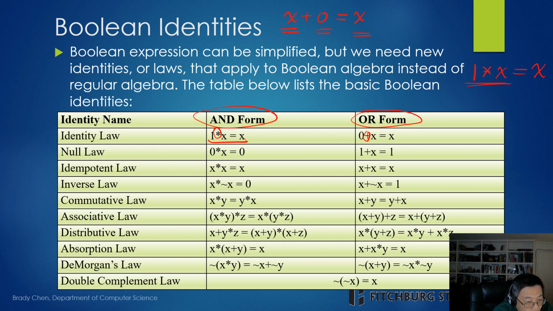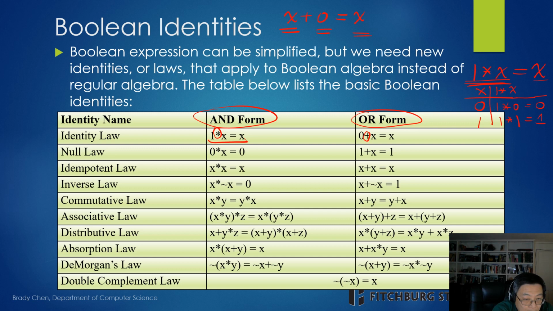So we can pick the value of x. Suppose the value of x is 0, then what is 1 and x? That's going to be 1 and 0, and this gives you 0. Now if x is 1, then we have a 1 and a 1. This gives you 1. So that's the truth table for the left side.